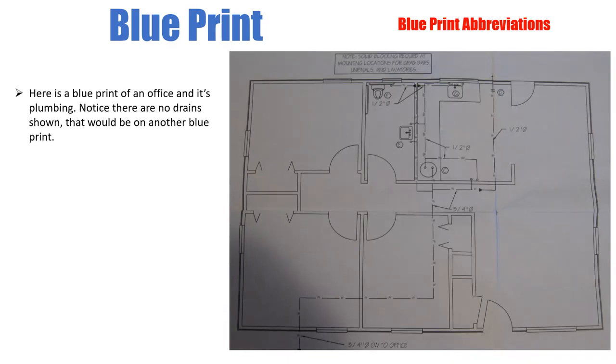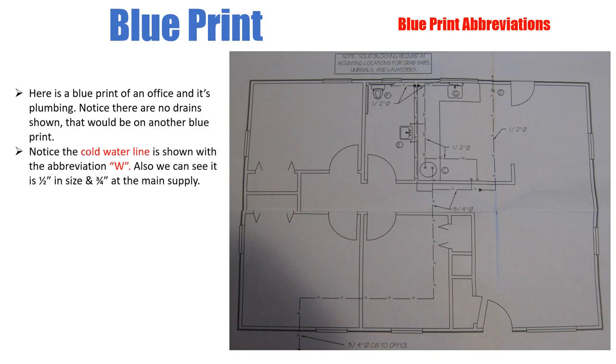Okay, so here's a blueprint of an office and its plumbing. Notice there's no drain lines shown, so that would be on a separate blueprint. Notice here the cold water line is shown with the abbreviation W. Also, we can see it is 1/2 inch in size and 3/4 at the main supply.